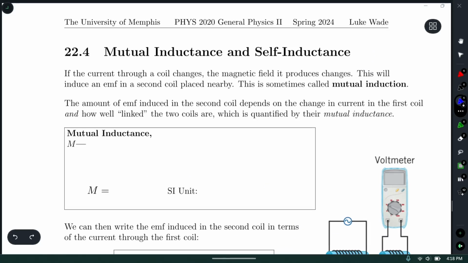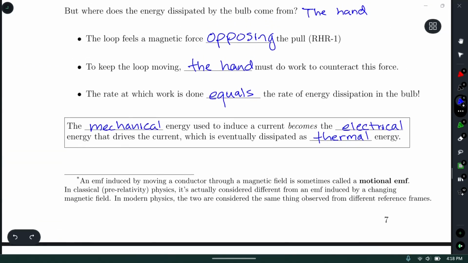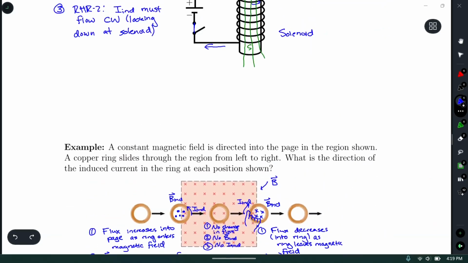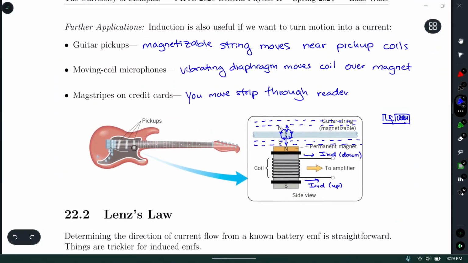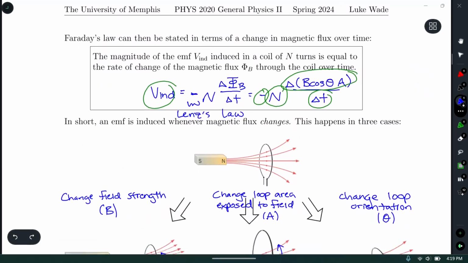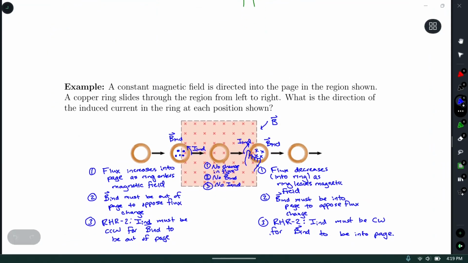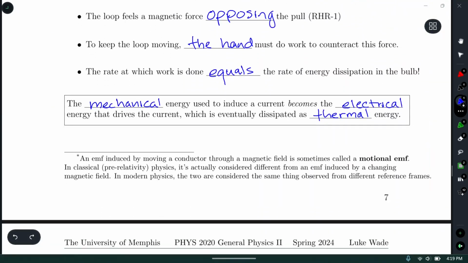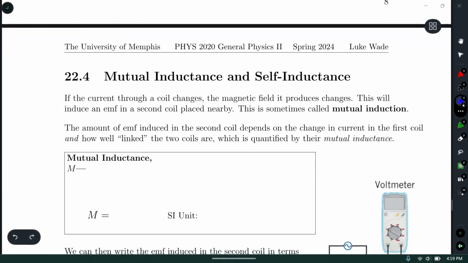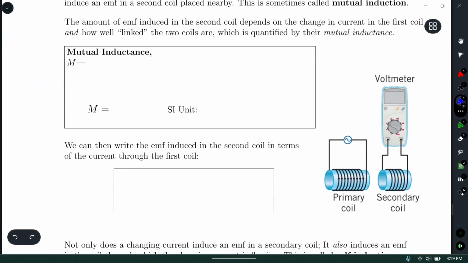All right, so the last thing that we'll talk about in this chapter is mutual and self-inductance. Before, we've seen that I can induce an EMF by pulling that coil or loop out of a field. I can change the area of the loop or the orientation of it, or make the field stronger. We talk about mutual and self-induction when we're talking about changing the current through one loop or coil in order to generate or induce an EMF through a second loop or coil.